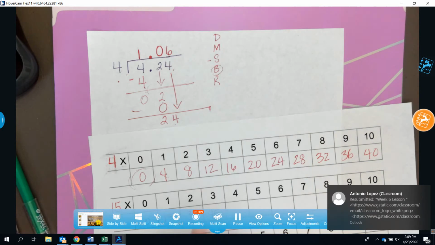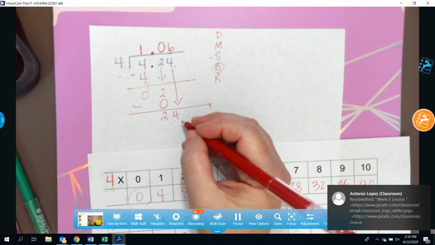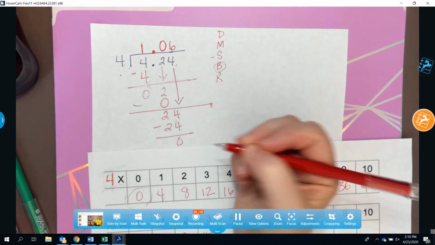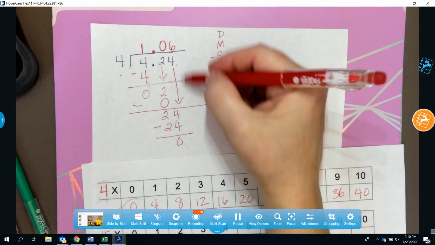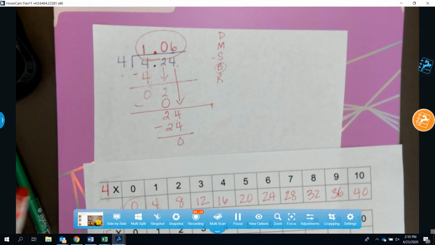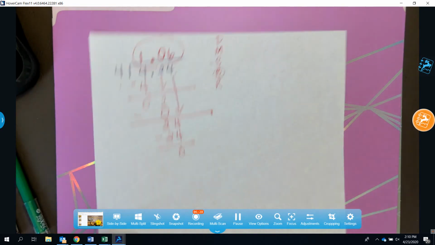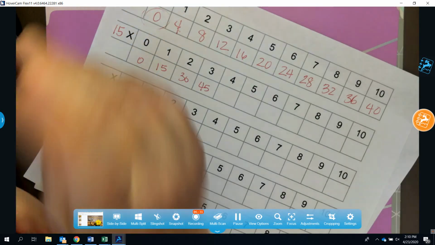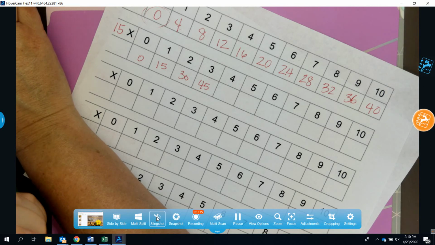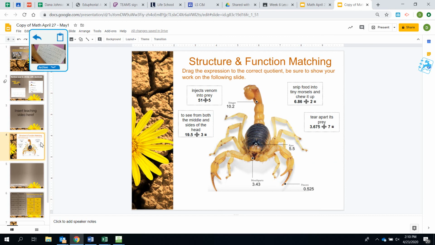So we put a 6 there. Now we have to multiply. 6 times 4 is 24. Subtract. We're down at 0. No more digits. We're done. So there's our final answer, 1 600ths. Okay? So that was just a simple, quick reminder of how to divide and how to divide with decimals there. So let's go back to our slide and let's look at this first slide.